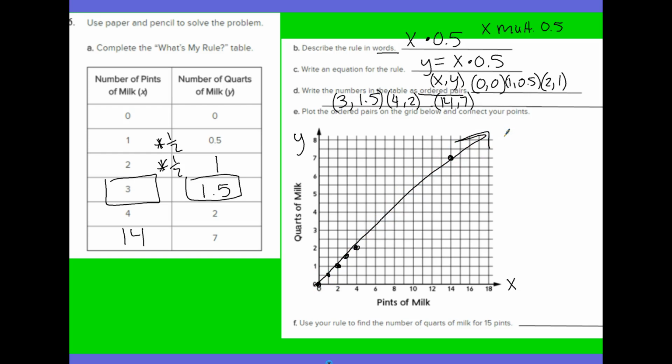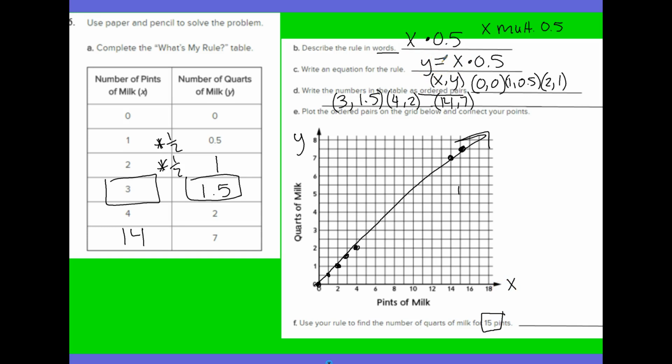All right, use your rule to find the number of quarts of milk for 15 pints. So this is pints of milk in the x column, or the x-axis. If I go to 15 and go all the way up here, it looks like it would be somewhere around right here if we're looking at our graph. So let's try putting 15 in for our equation up here where we wrote on line C.